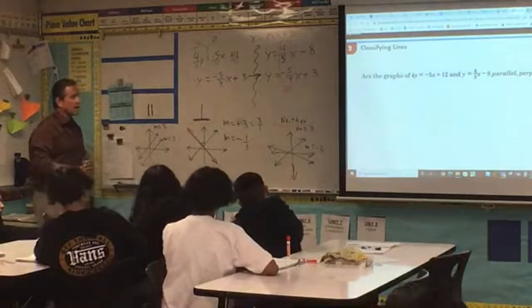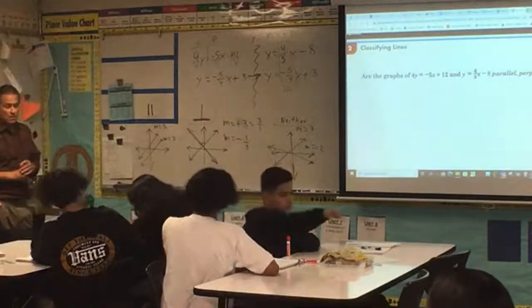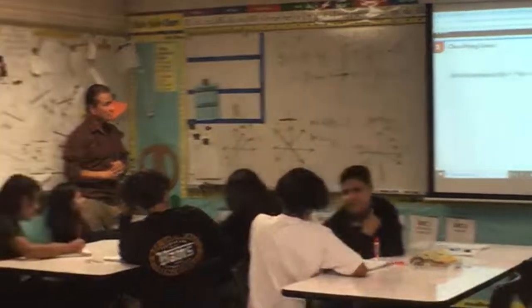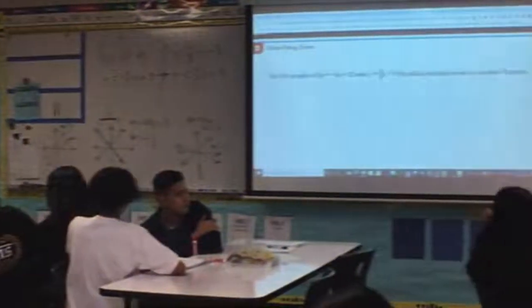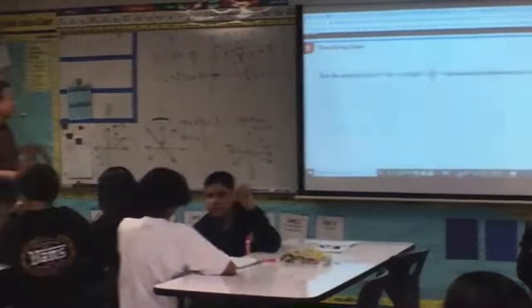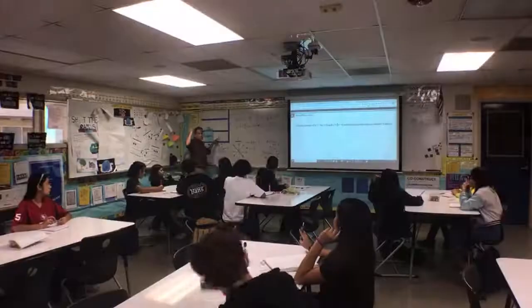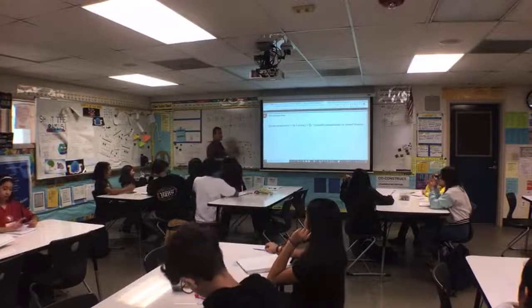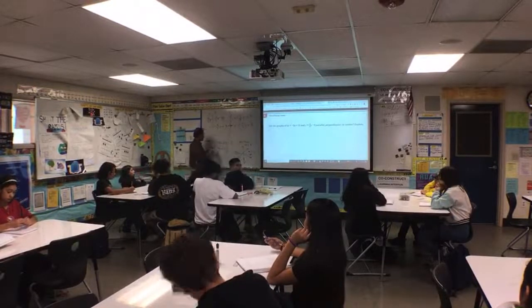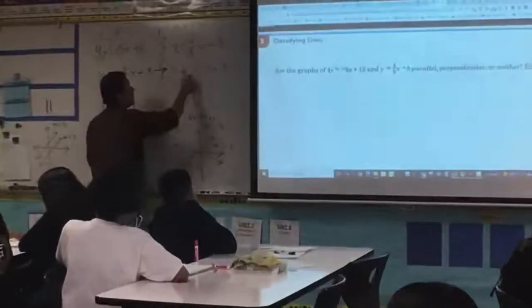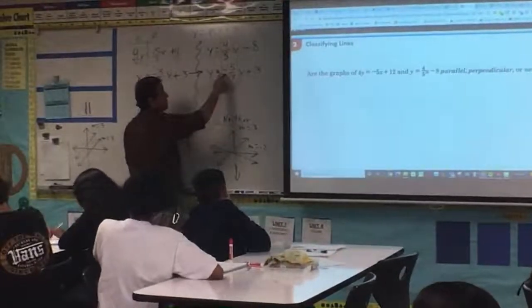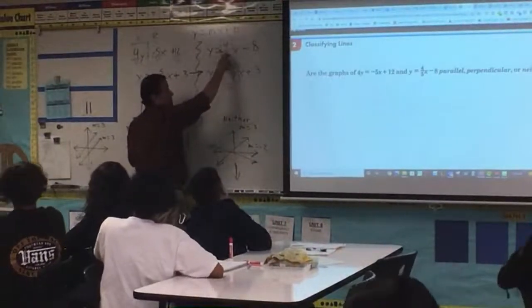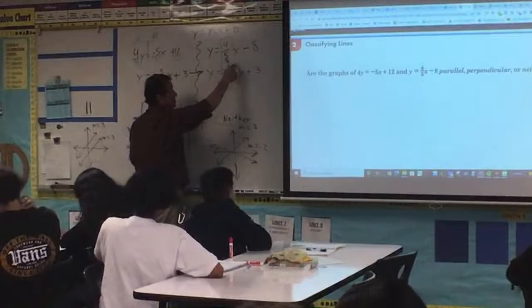We're going to vote right now. Let you process, think. Now we're going to take a vote. How many people think it's parallel? Raise your hand. How many think it's perpendicular? How many think it's neither? Well, you were absolutely correct. It's perpendicular. We have a positive and a negative. 4 over 5, the reciprocal or multiplicative inverse, is 5 over 4.